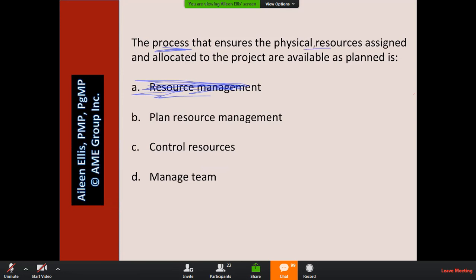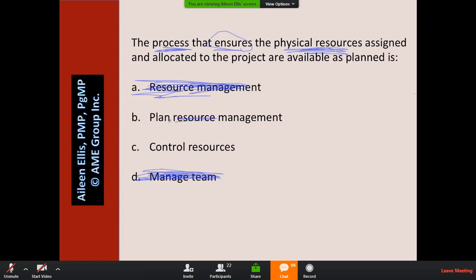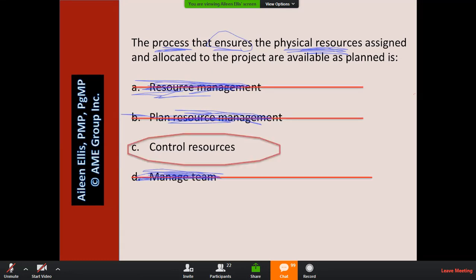When I continue, the question is talking about physical resources. So if it's talking about physical resources, what answer must be wrong? D must be wrong because manage team is only about people. So now we are left with B and C, plan resource management and control resources. Judith in the chat area stated it's already planned, so it can't be B. The process that ensures is a key word here, that the resources allocated are available as planned. Plan resource management is only about planning; making sure they're really available would be control resources.